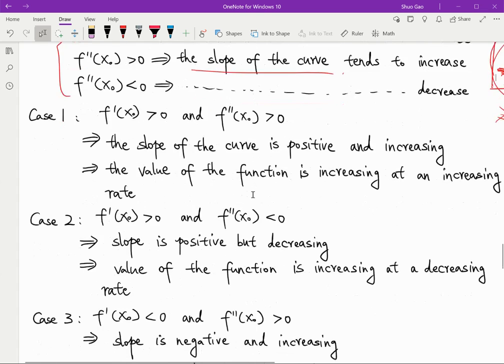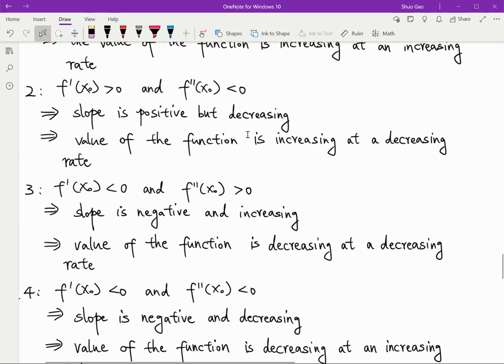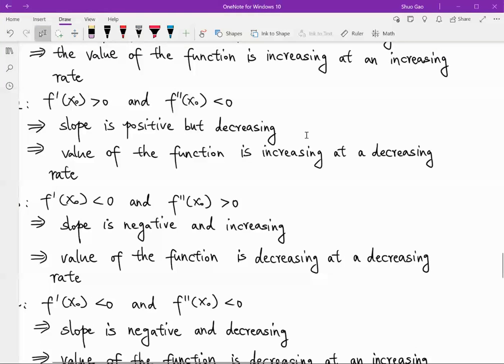Right. So for case 2, the first derivative is positive, but the second derivative is negative. That means that the slope is positive, right? Because the first derivative is positive, but at a decreasing rate. So we can draw a graph like this. The slope is positive. You draw the tangent line. It's upward sloping, but the magnitude of the slope is decreasing.